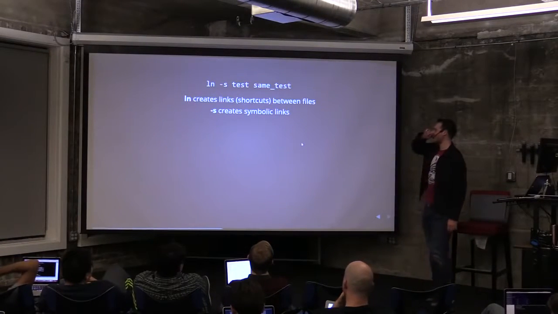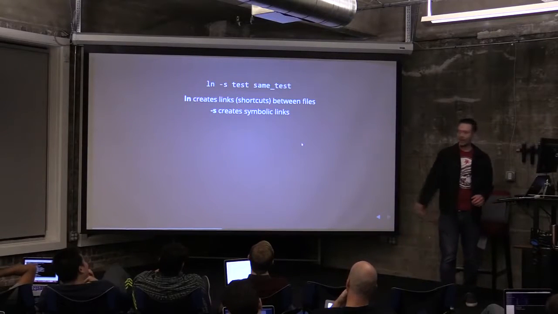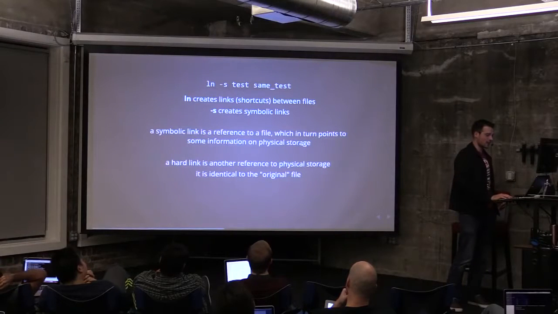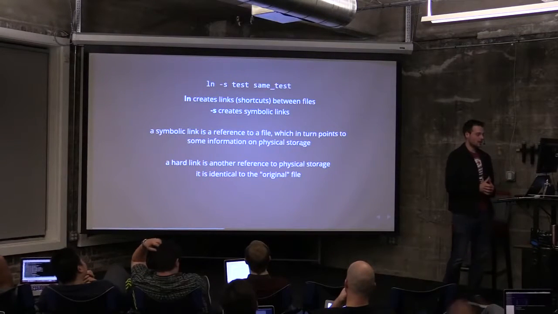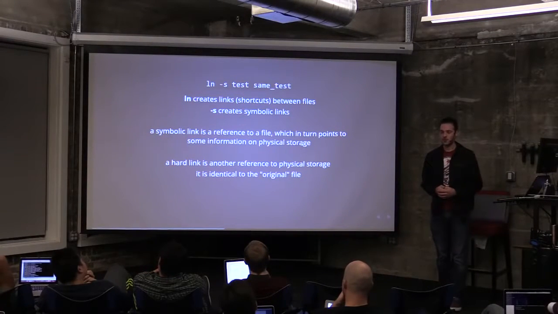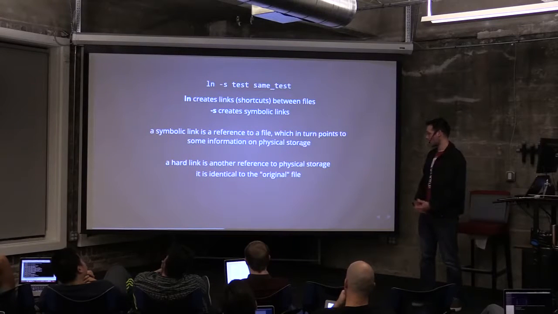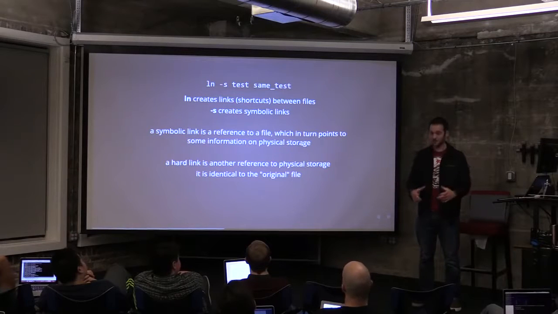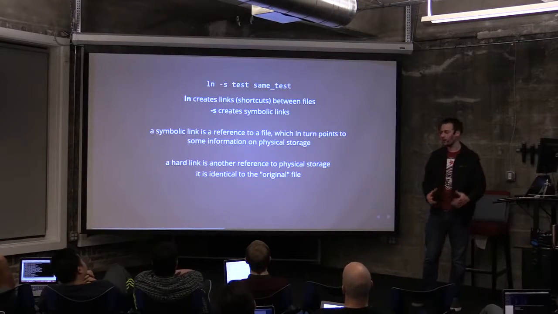But basically, ln just creates a shortcut, right? So the -s is for symbolic link. You should generally always create symbolic links. So the difference is a symbolic link is a reference to a file. So if you use Windows, think Windows shortcut. A hard link is basically another reference to the actual physical hard drive location where that data is stored.